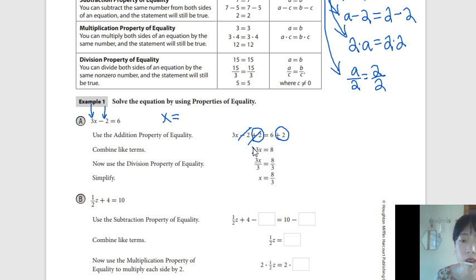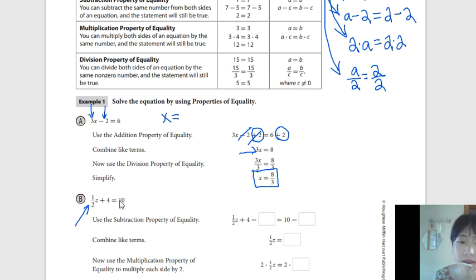How do you get rid of 3 here? It's 3 times x, so what's the opposite of multiplication? Division. So you're going to divide 3x by 3. You get 3x divided by 3 is equal to 8 over 3, which makes it 1x, which is just x, right? x is equal to 8 over 3. So that's your answer. Can you solve B now?